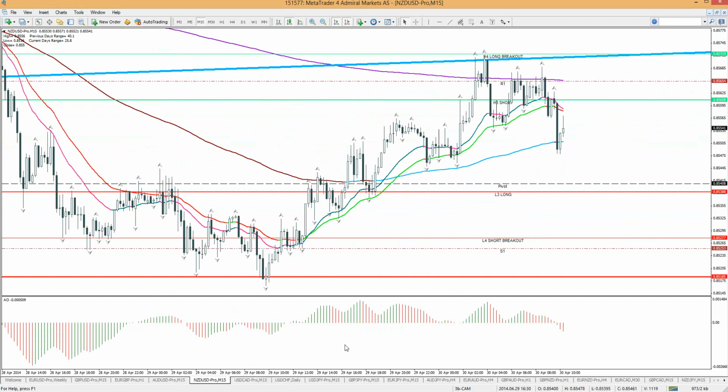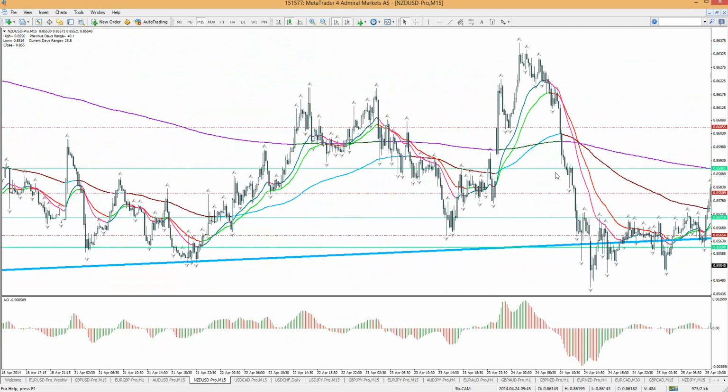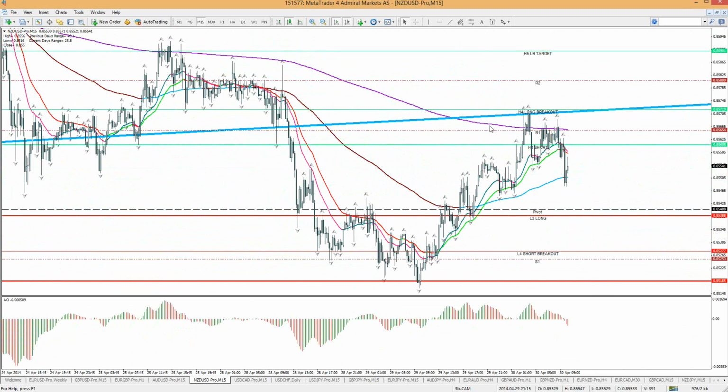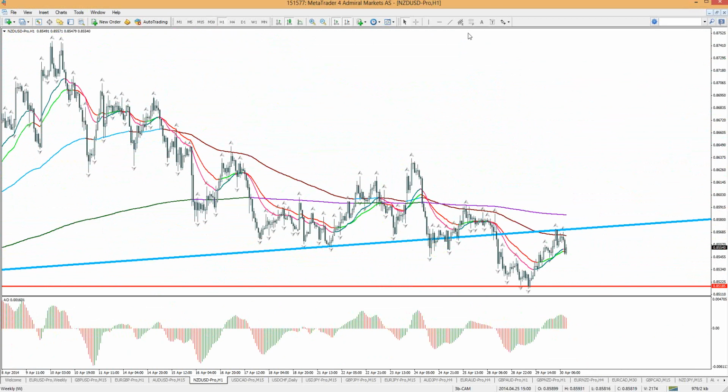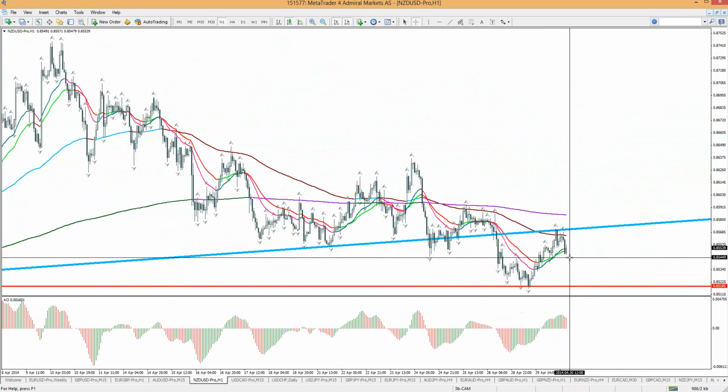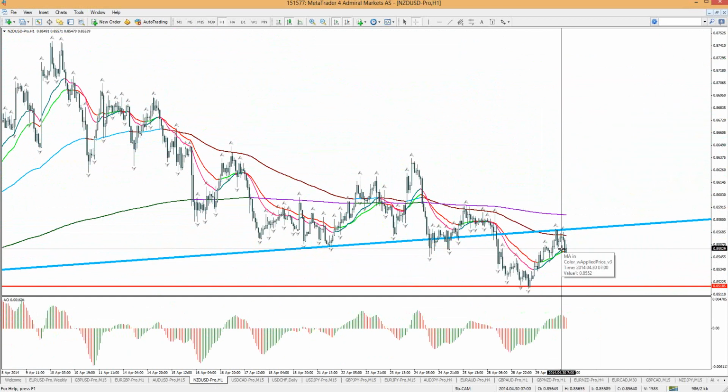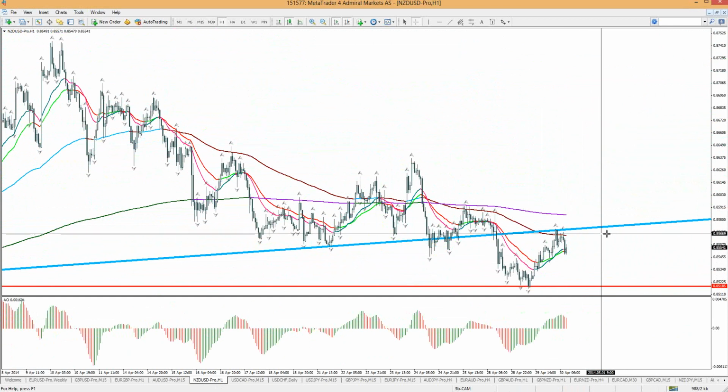Kiwi, let's take a look. Kiwi also had upside yesterday. Kiwi bounced at the horizontal support here, moved up to 85.70, and is struggling at that 85.70 level. It's a bit of a mixed picture.